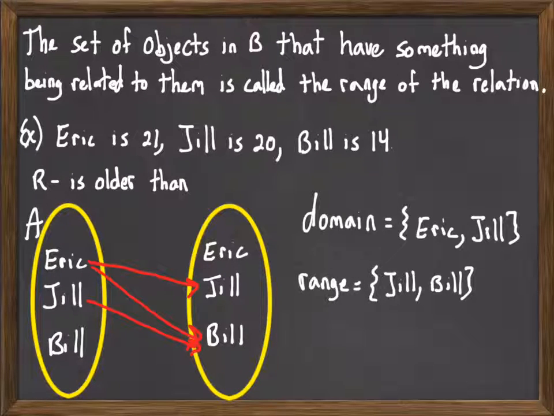There are several ways that we can represent relations. Using a diagram like this is one of those ways, where you list your elements in one set and your elements in the other, and then draw lines to connect the things that set A is related to in set B.